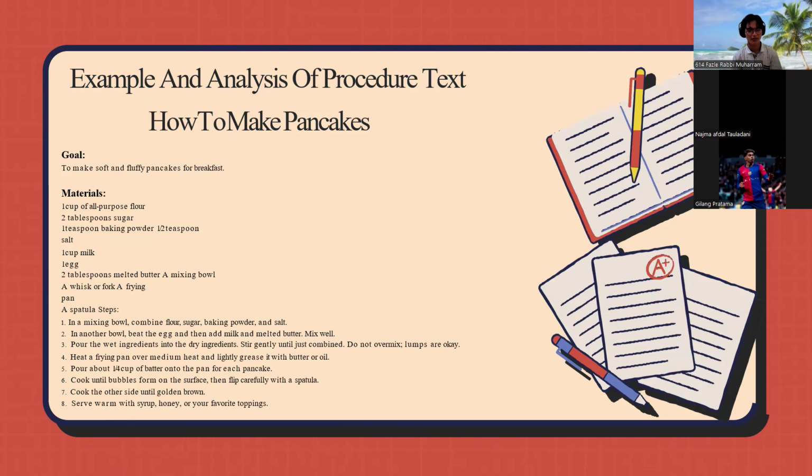Fourth, heat a frying pan over medium heat and lightly grease it with butter or oil. Fifth, pour about 1/4 cup of batter into the pan for each pancake. Sixth, cook until bubbles form on the surface, then flip carefully with a spatula. After that, cook the other side until golden brown. Finally, serve warm with syrup, honey, or your favorite toppings.